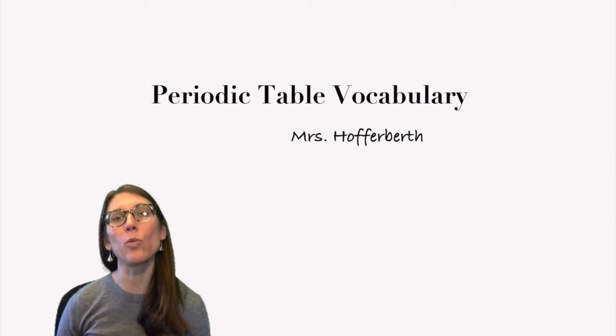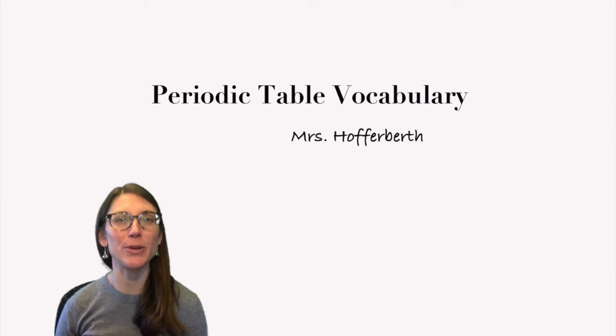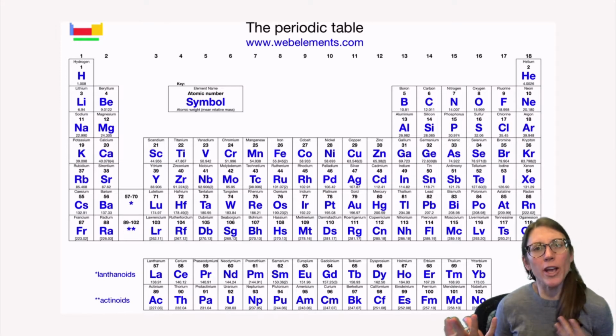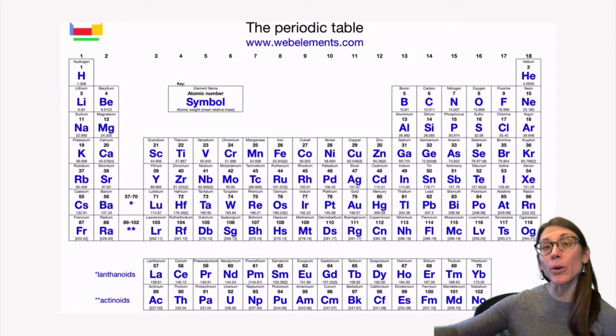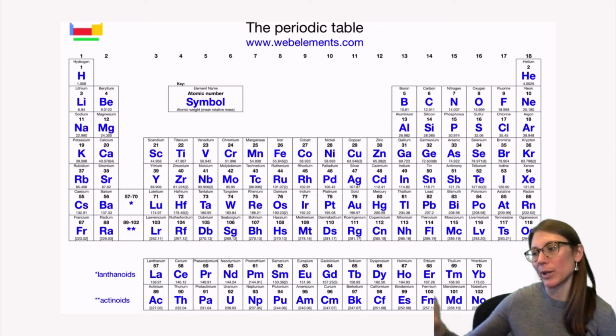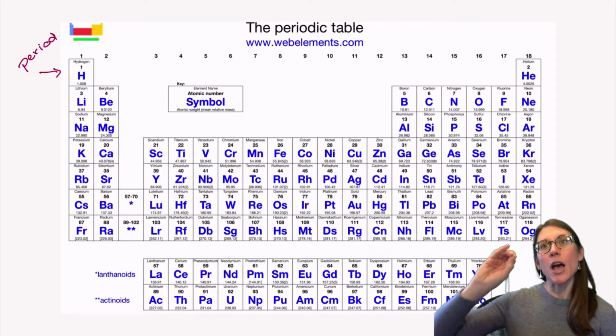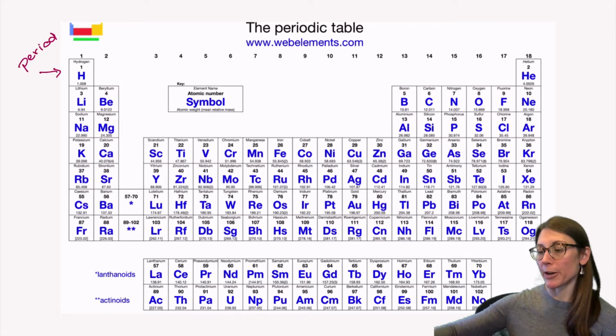Let's talk about the words and the vocabulary of the periodic table. As you look at the periodic table, it's arranged in rows and columns, and we have words for that. The rows of the periodic table, those are called our periods. That's where the period of the periodic table comes in. So every horizontal row is a period. And we number those periods from top to bottom.